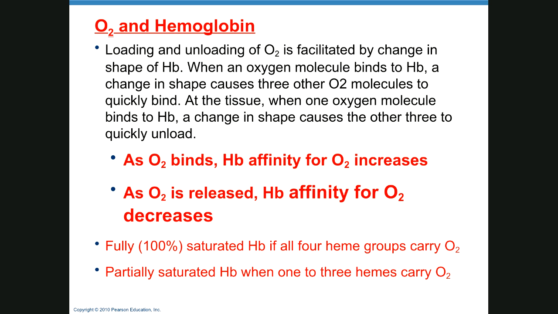Oxygen has a high affinity for hemoglobin, and once one oxygen molecule binds to hemoglobin, the other ones are going to bind very quickly. By the same token, once you get into the tissues, when one oxygen molecule opens the door and leaves, the other three rush out. So when one oxygen molecule leaves, the hemoglobin changes its shape and kicks out the other three. What we call saturated hemoglobin is hemoglobin that has all the oxygen that it can carry.